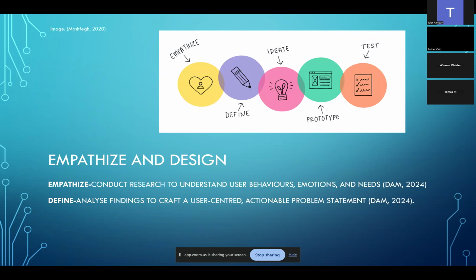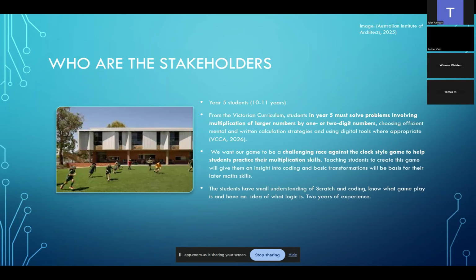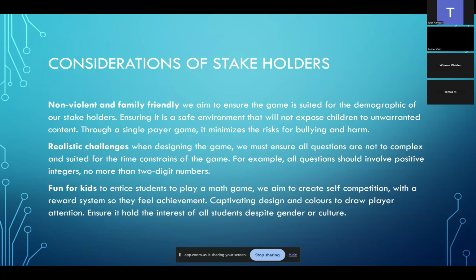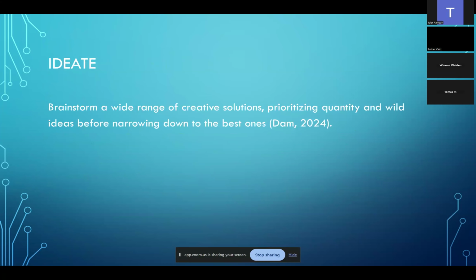Empathize and design. Who are our stakeholders? They're Year 5 students, and from the Victorian curriculum, students in Year 5 must be able to solve multiple problems involving multiplication of larger numbers by 1 or 2 digits. Our game is a challenging race against the clock style game to help students practice their multiplication skills. They have an understanding of Scratch and coding, know what gameplay is, and have an idea of what logic is, at least 2 years experience.